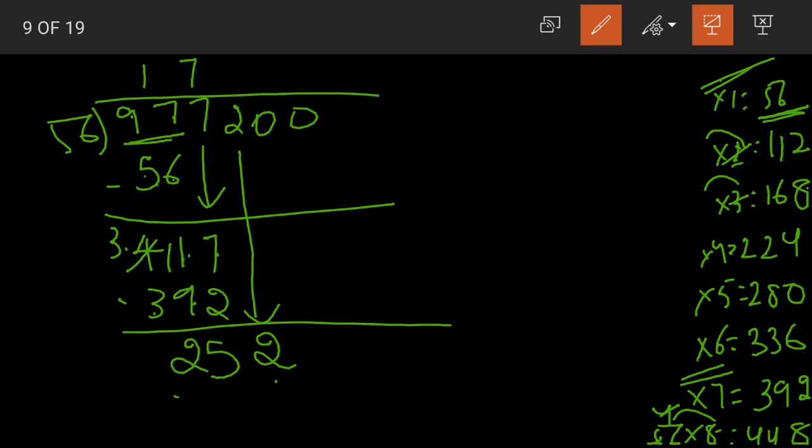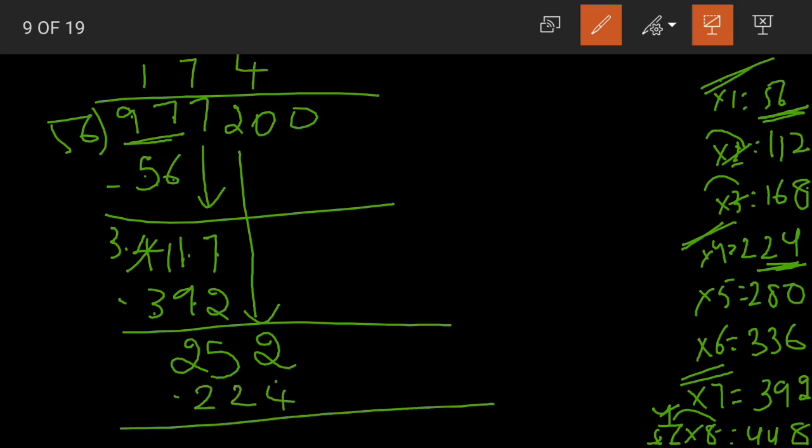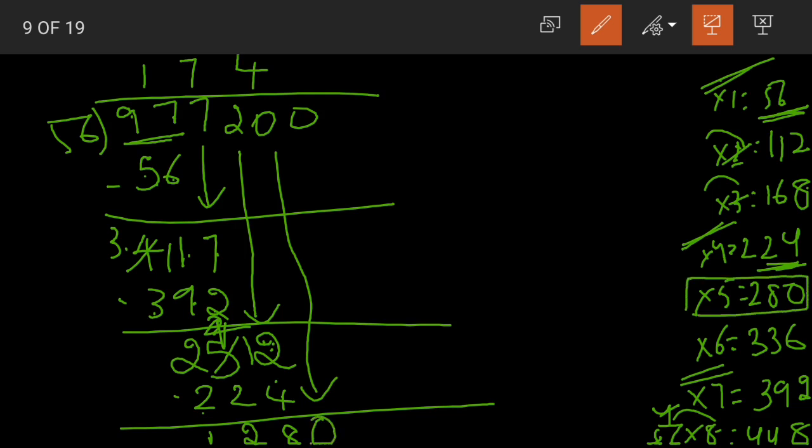Now 252 comes where? Here between 224 and 280. Again going with the smaller number. 56 4s are 224. Now when we subtract, again children, 2 minus 4 is not possible, right? So we'll borrow. 2 becomes 12, 5 becomes 4, 12 minus 4 is 8, 4 minus 2 is 2, 2 minus 2 is 0. Now bringing another number down, that is 0, 280. Now look at this children, we have the number that will exactly divide.